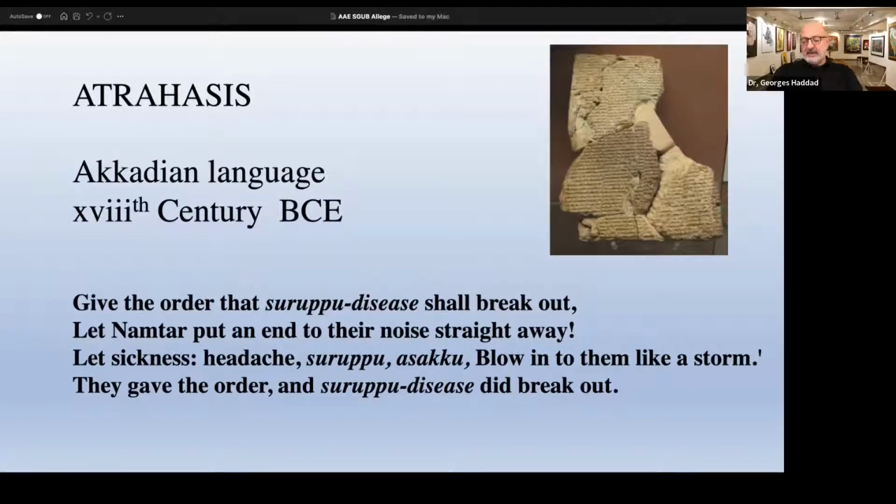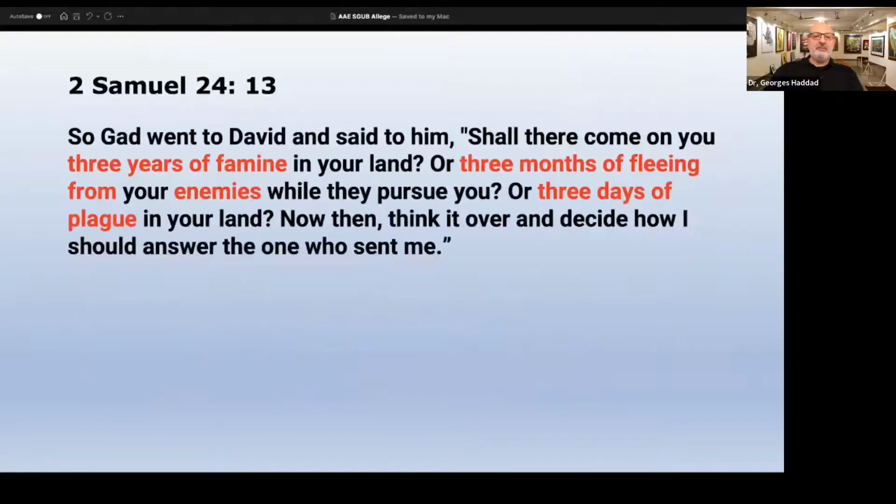So this is actually the first example of a calamitous disease. We do not know what Surupu or Asaku is, but I'm sure for any Akkadian person living in this era, this could have been as common as telling somebody ma'ak corona. So the Surupu might have been the corona of the 18th century in Mesopotamia.